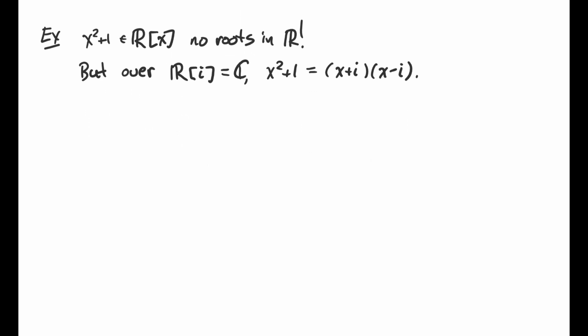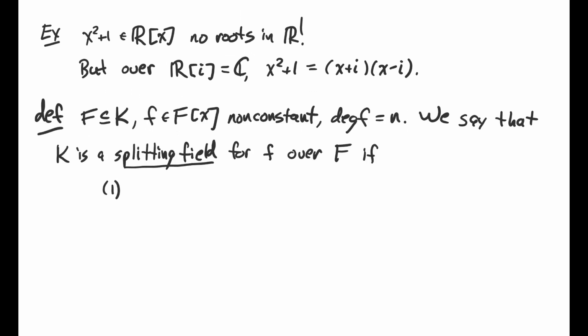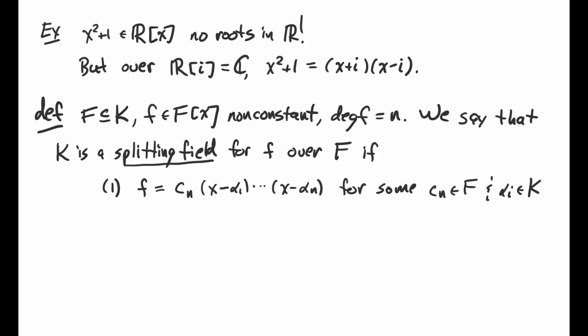Let's start with some definitions. All right, let's look at two fields, F contained in K. A non-constant polynomial f in F[x]. We'll say the degree of f is n. Now we'll say that K is a splitting field for f over F if two properties are satisfied. Number one, that f is a product of x minus alpha i's times a constant. The c_n has a subscript n just because if you look at the expression here, that c_n will just be the leading coefficient. So of course c_n has to be in the field F, and each of the alphas, alpha 1 through alpha n, have to be in K.